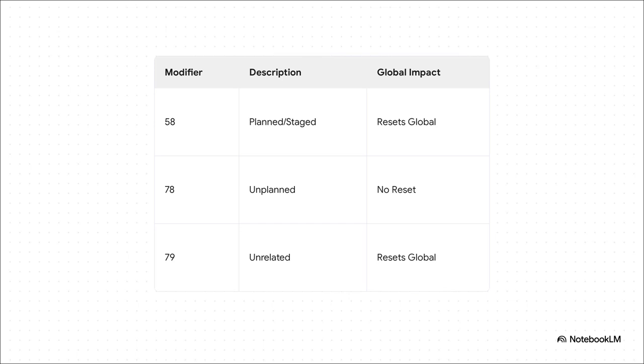Modifier 58 is the one you want for that planned reconstruction. Modifier 78 covers the unplanned hemorrhage complication. And modifier 79? That's for the totally unrelated wrist fracture. Now, pay close attention to how these impact the global period clock. This is absolute gold for the exam.